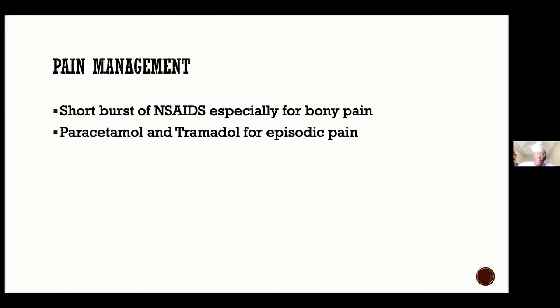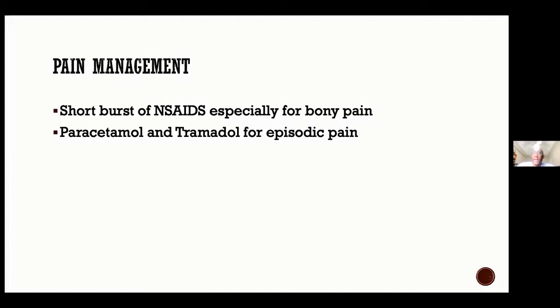So bony pain, first tier: paracetamol and non-steroidals like ibuprofen or naproxen. Then your second tier, you're going up, you're using your weak opioids such as tramadol. And as I said, you could use them together. So you use them together, you hit hard, you get control, and then you start to back off the drugs.